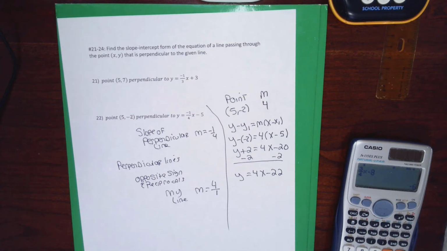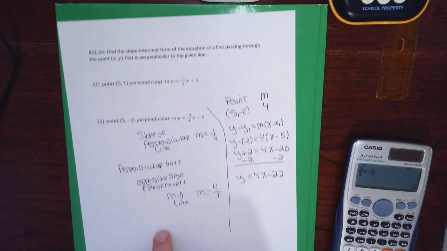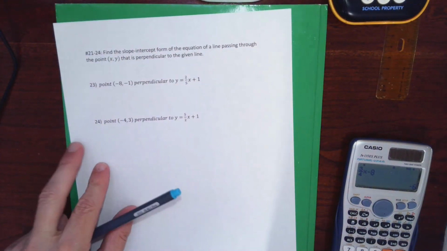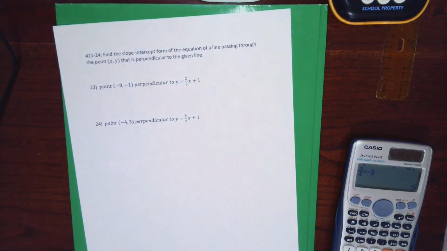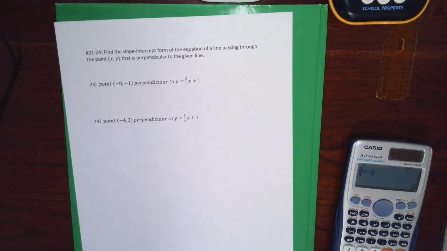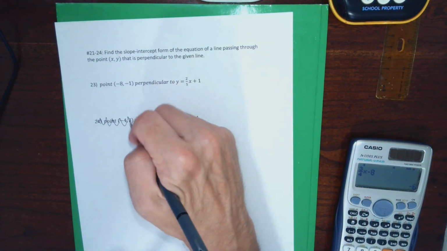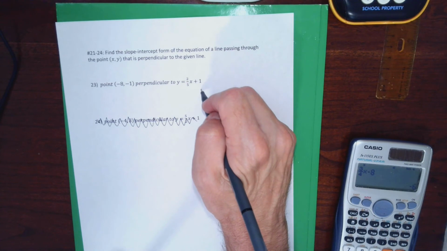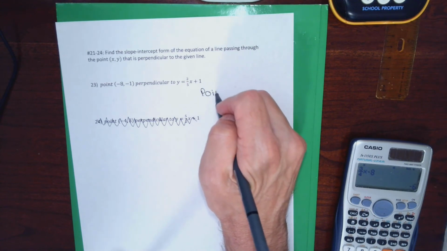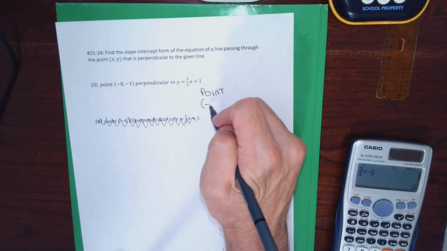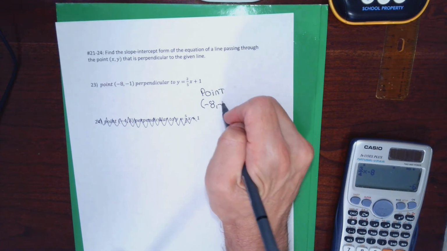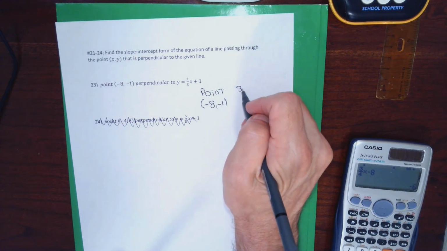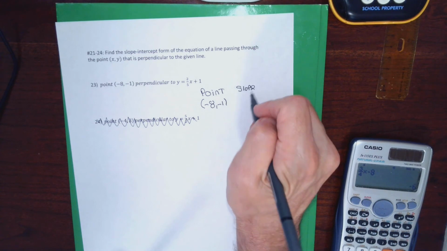We'll do 23 together because it's a fraction. You can pause the video and give 23 a go if you like. 23, same deal. It wants me to find an equation of a line that's perpendicular to a given line, and it gives me a point. Anytime I'm asked to find an equation for a line that has both an x and a y, I need to know a point, and I need to know a slope.